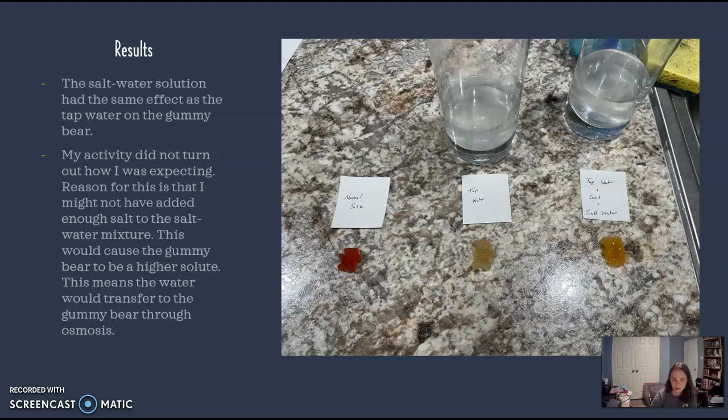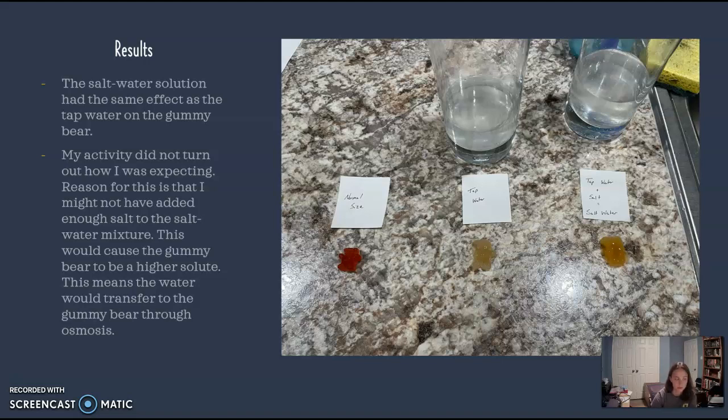My reason for why this happened is I probably did not add enough salt into the solution, making the salt water not more concentrated than the gummy bear. The gummy bear probably was still more concentrated, even though there was salt in the water. I probably did not have enough, meaning that the salt water interacted as if it were tap water, and the water molecules moved through the gummy bear, through the gelatin, and caused that increase in size.